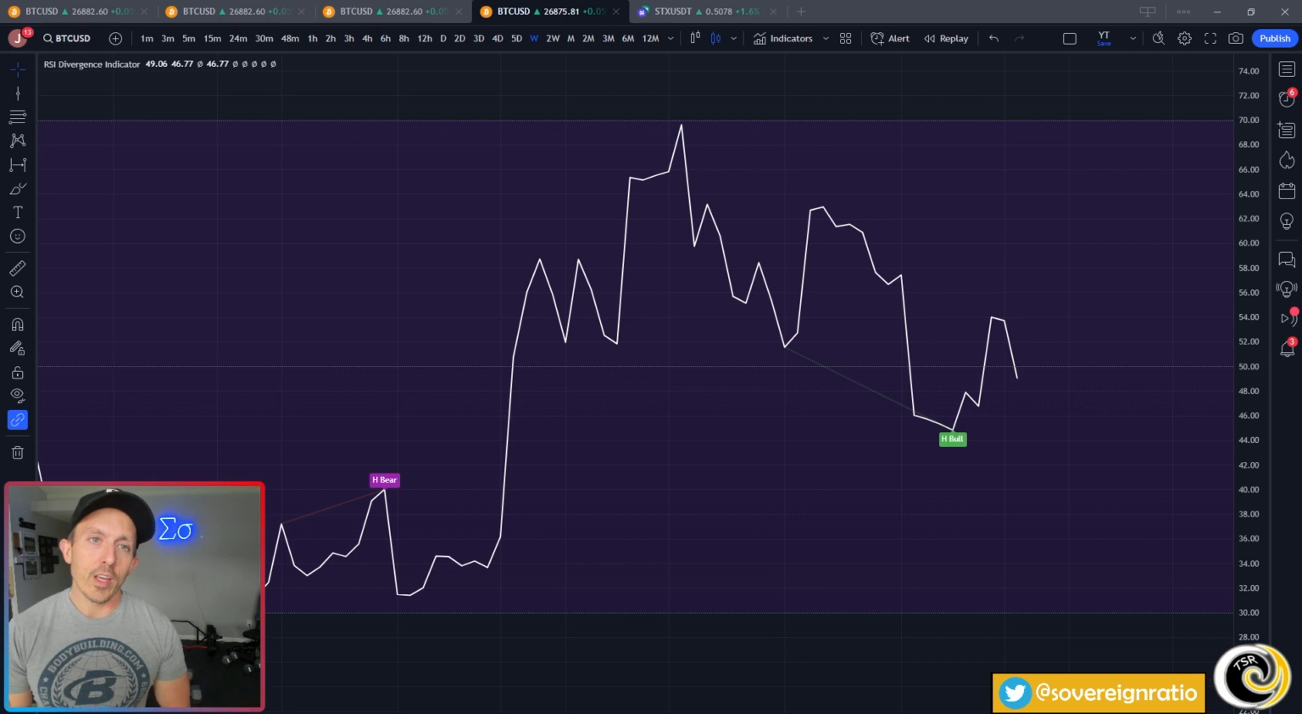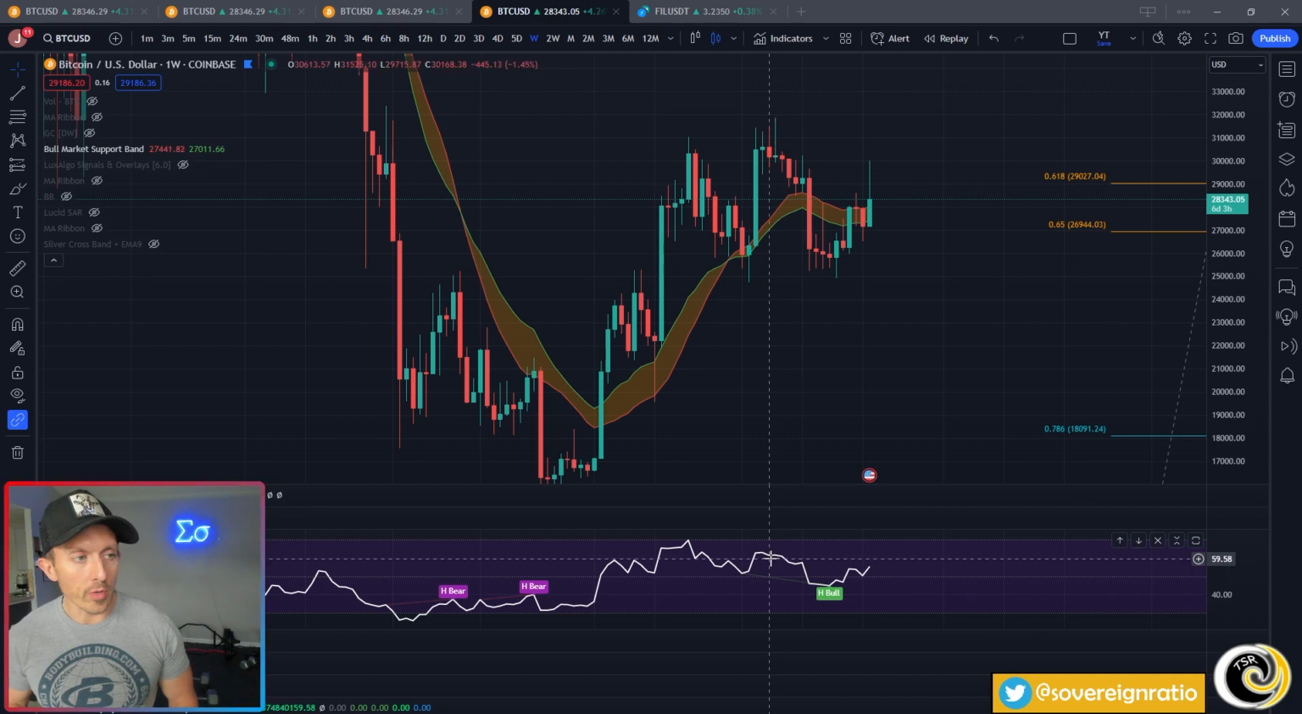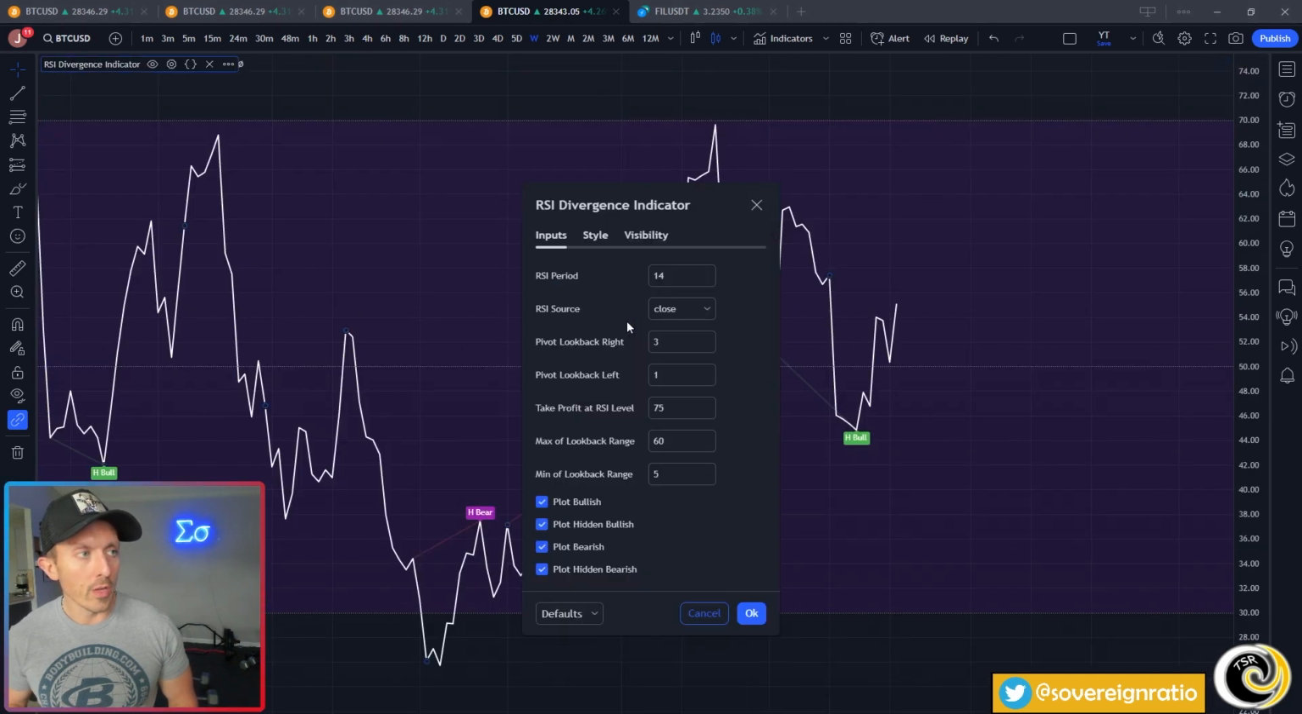My second favorite indicator is the RSI Divergence indicator, which is an enhanced version of the regular RSI. And it does need to be adjusted to look like the standard RSI, but also provide the bullish, hidden bullish, bearish, and hidden bearish labels. The RSI Divergence indicator is a little bit interesting in that it needs to be configured after you add it to your TradingView. So I will go ahead and double click on this and show the settings that I use, which is an RSI period of 14, close RSI source, and then 3, 1, 75, 60, and 5.